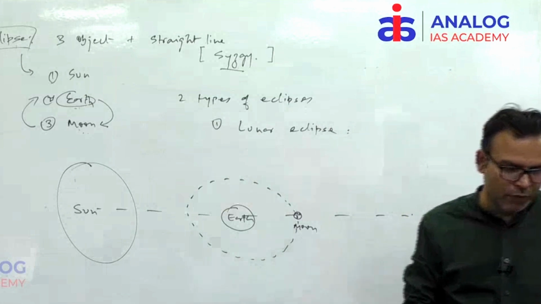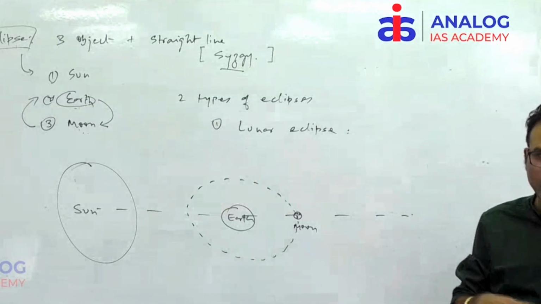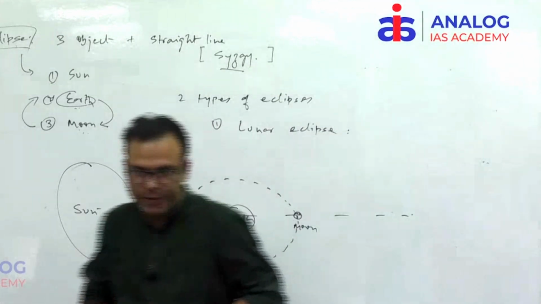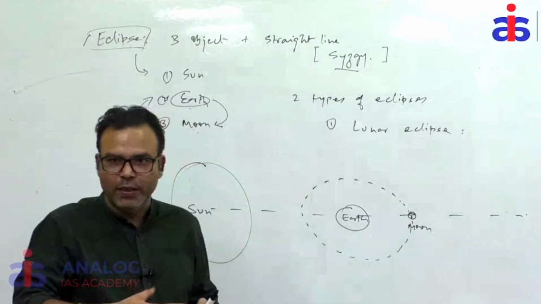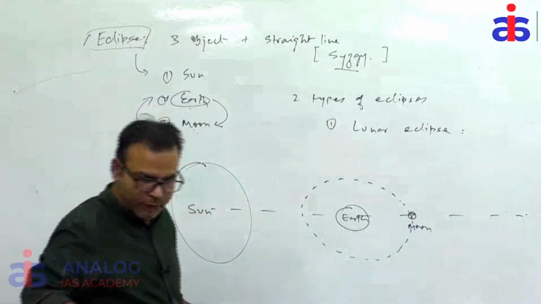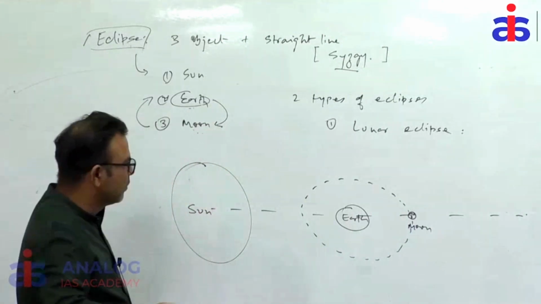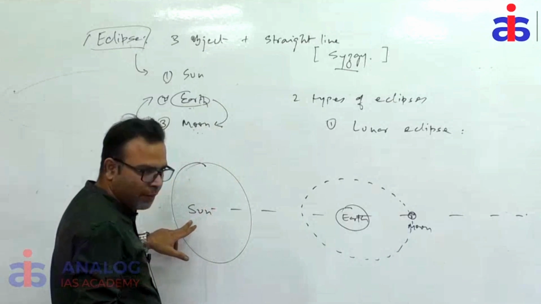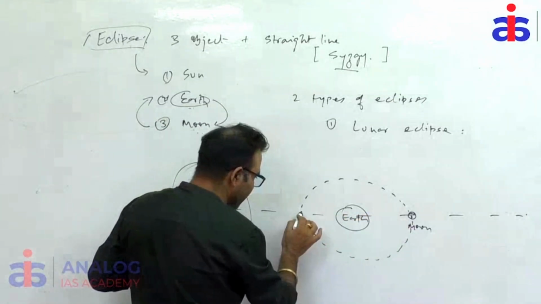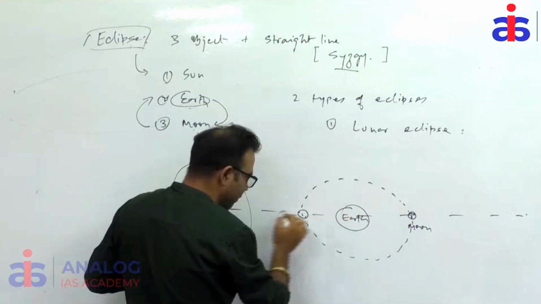How much time will the moon take to revolve around the Earth? Approximately 28 days, 27 point something. So 28 days you can take into consideration. That is a division like 7 days, and all things will come in between. So now, moon position in the straight line, moon can be here or here, it is possible.